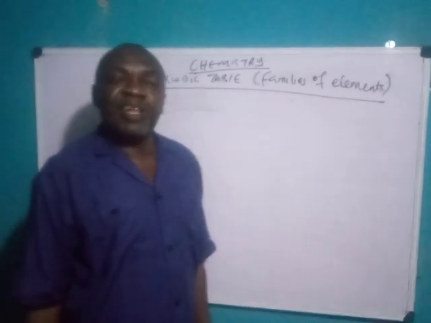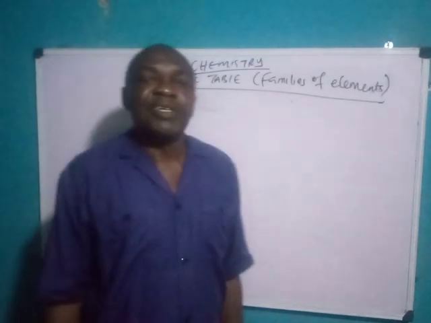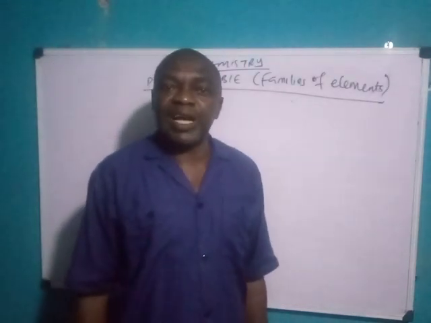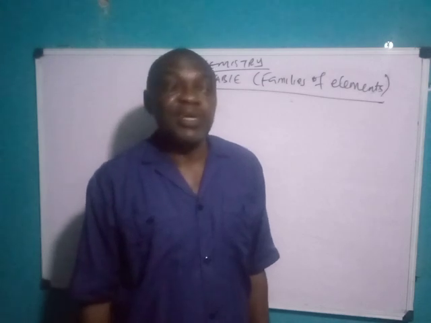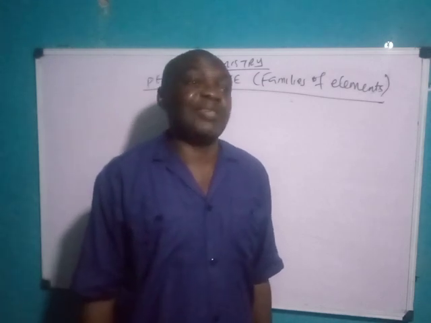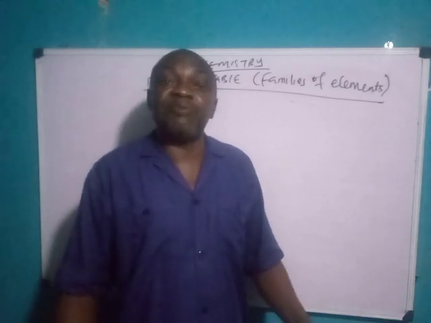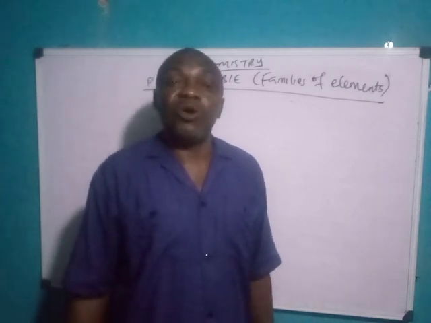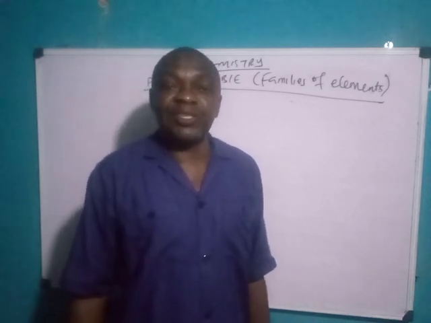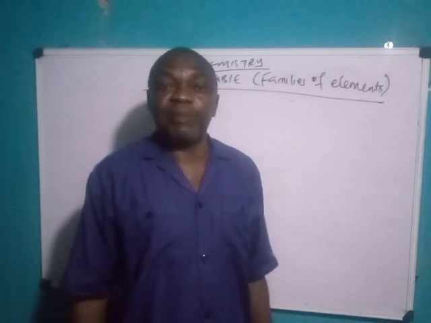When we say families of elements, we are talking about elements that have the same number of electrons in their outermost shell, meaning they belong to the same group. Elements that belong to the same group are said to belong to the same family. And remember, before they can belong to the same group, they must have the same number of electrons in their outermost shell, or the same number of valence electrons. As a result of that, they also share similar properties.